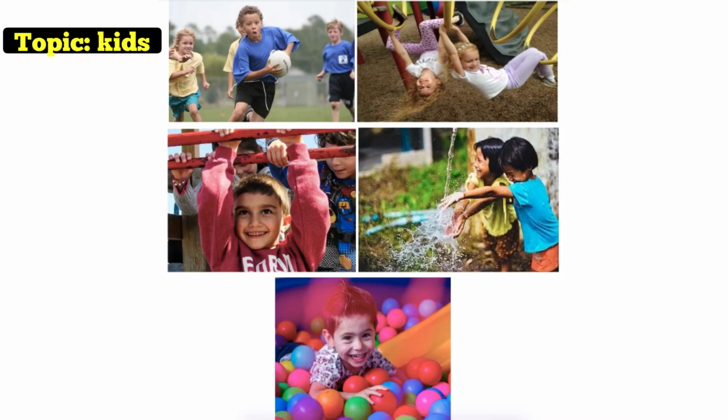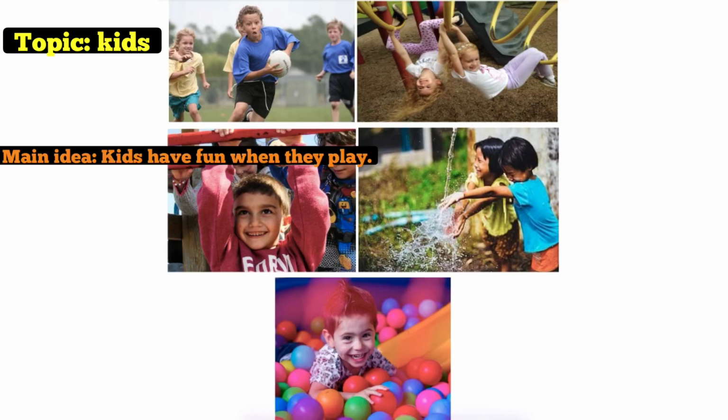We can look at it and we say, okay, it looks like some are playing sports. It looks like some are just playing with each other. So all the kids are playing. And when they're playing, let's look at what their faces look like. They all look pretty happy. So our main idea, which is going to be our one sentence, can be, kids have fun when they play.